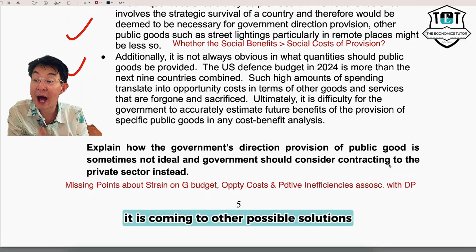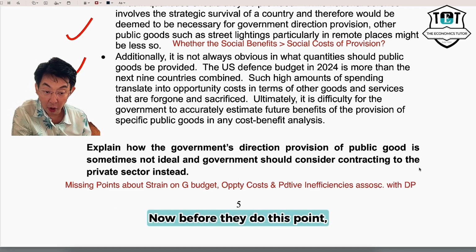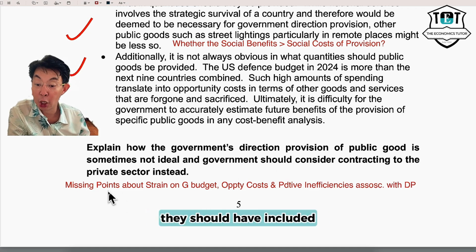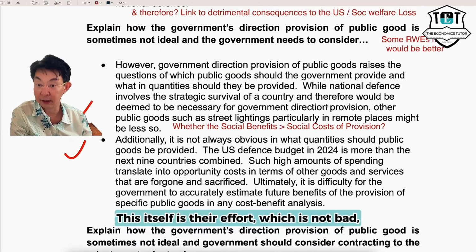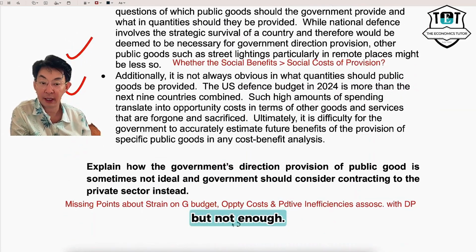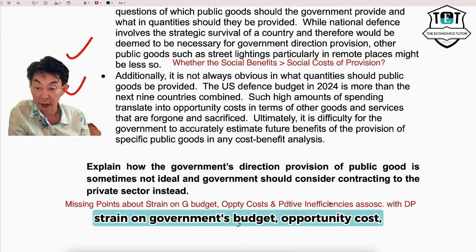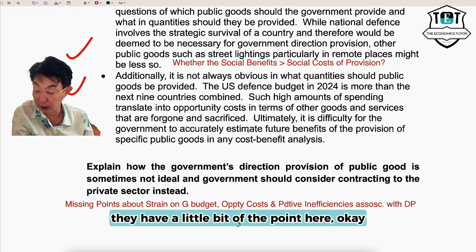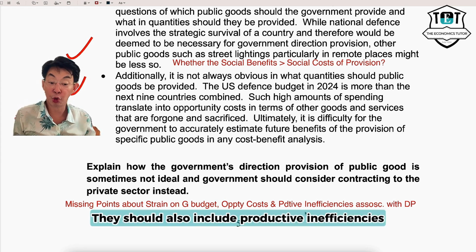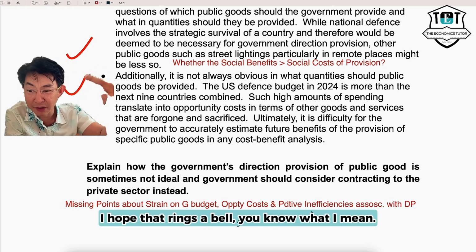Now it is coming to other possible solutions. Instead of direct provision, could the government do something else? Before they do this point, they should have included other problems with direct provision. This itself is their effort, which is not bad, but not enough. You need to consider strain on the government's budget and opportunity cost, which, to be fair, now that I take a look at this paragraph, they have a little bit of the point here. So to be fair, not too bad. They should also include productive inefficiencies associated with direct provision. I hope that rings a bell.